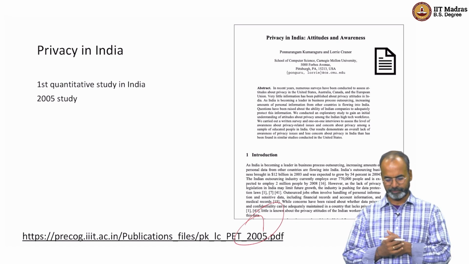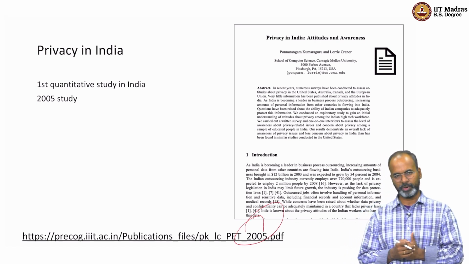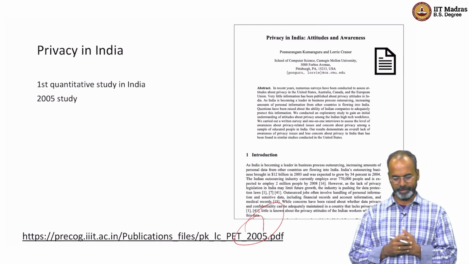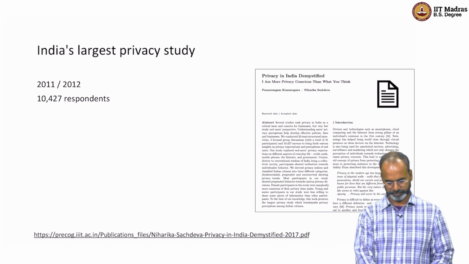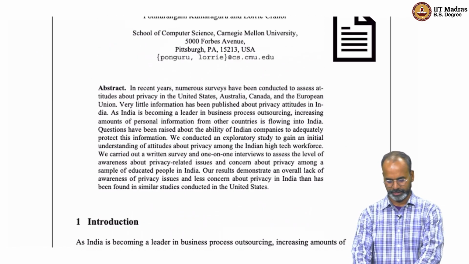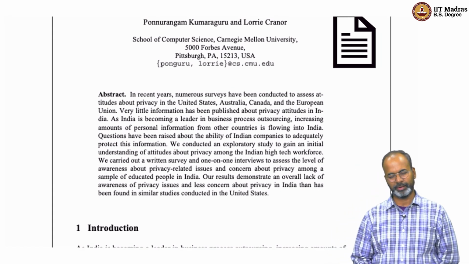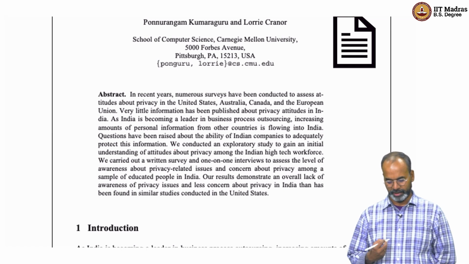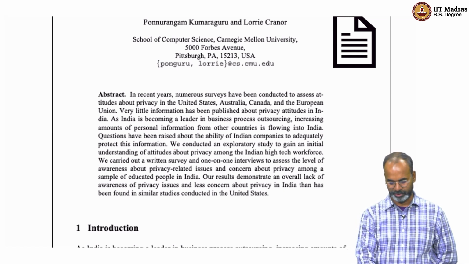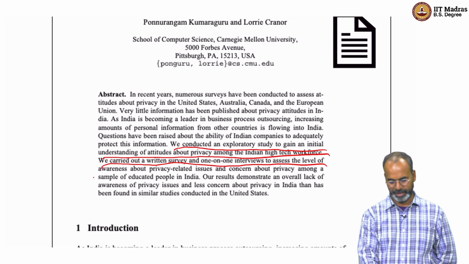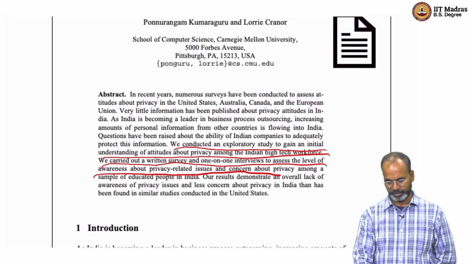First one was in 2005, the first quantitative study in India about privacy, and the study basically looked at doing discussions with people, interviews, focus group discussions, and surveys. So we conducted an exploratory study to gain an initial understanding of attitudes about privacy among the Indian high-tech workforce. We carried out a written survey and one-on-one interviews to assess the level of awareness of privacy-related issues and concerns about privacy among a sample of educated people in India.